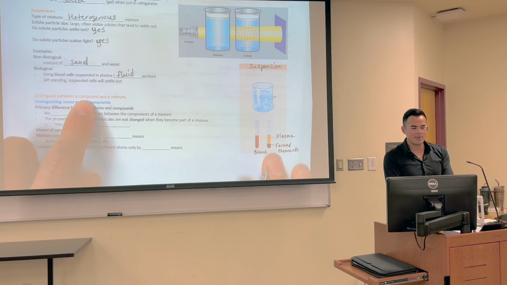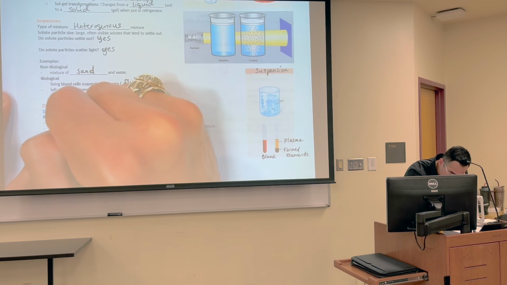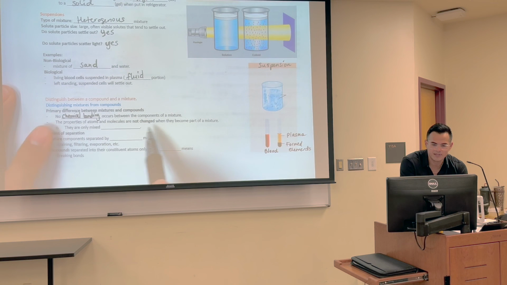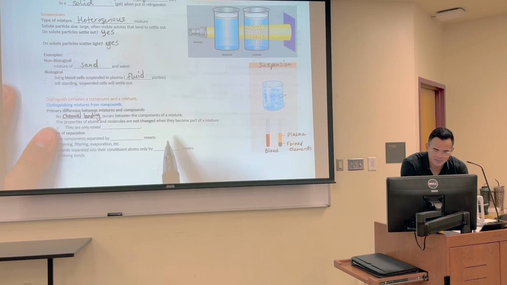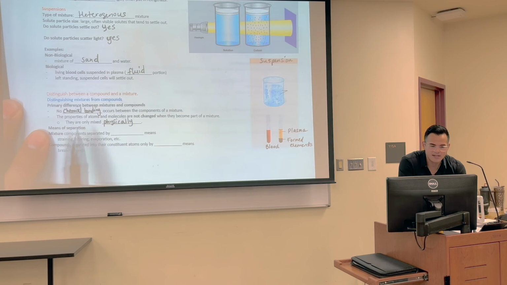Distinguishing between a compound and a mixture. So the primary difference between mixtures and compounds is that no chemical bonding occurs between the components of the mixture. When we mix them, their properties are not going to be changed. They're only mixed physically. Means of separation between the two, mixtures versus compounds.